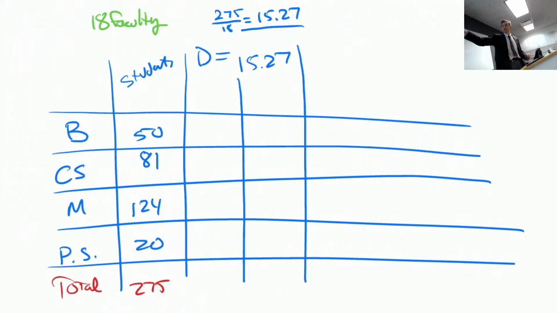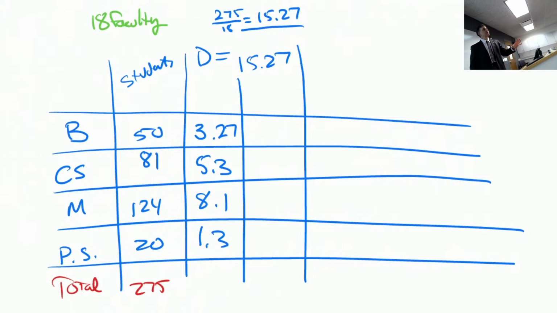Anyway, I have the numbers. I can see them here. I'll copy them. If you didn't copy them, it's okay. The biology had 3.27 as its quota. Computer science was 5.3. Mathematics was 8.1. And then physical science was 1.3.